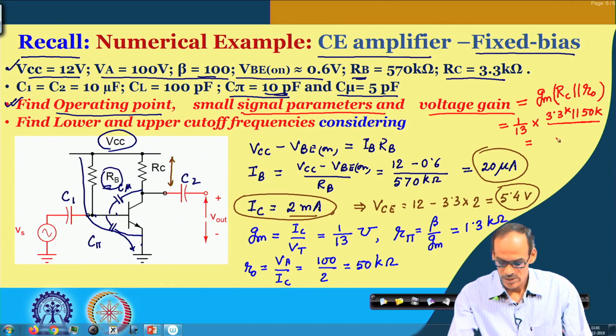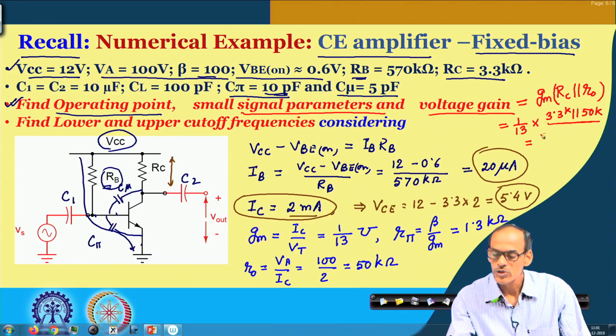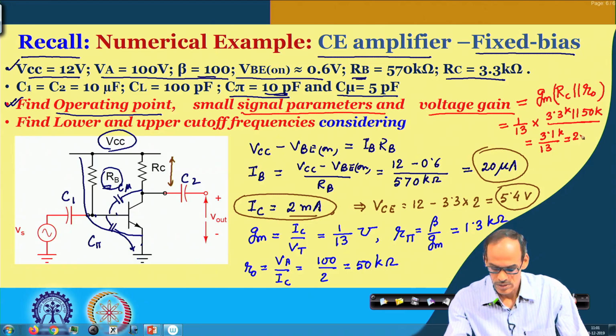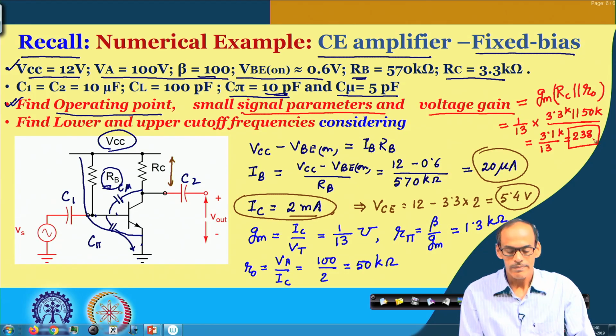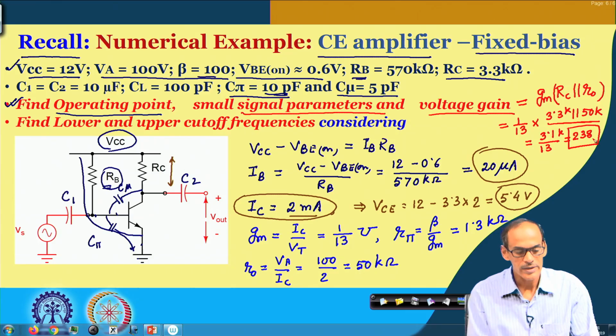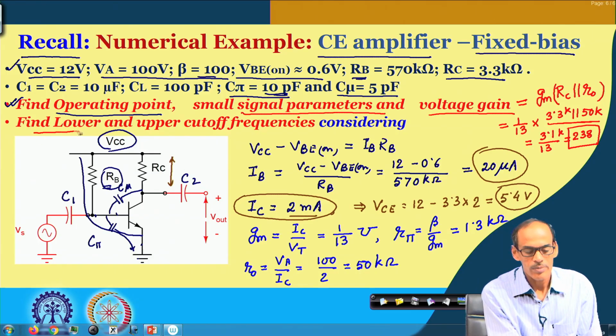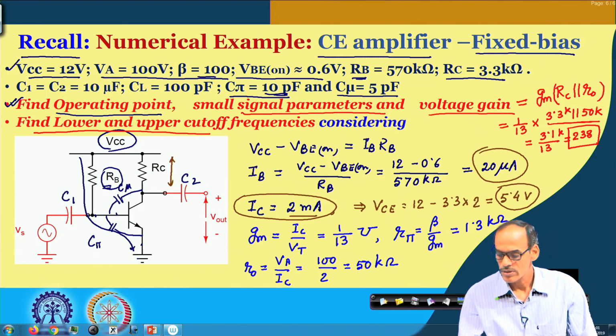So, that gives us 3.1 K divided by 13. That is 230, yeah, in my calculation it is 238. So, that is the gain we are getting. Now, the next thing is that we can find the lower and upper cutoff frequency.